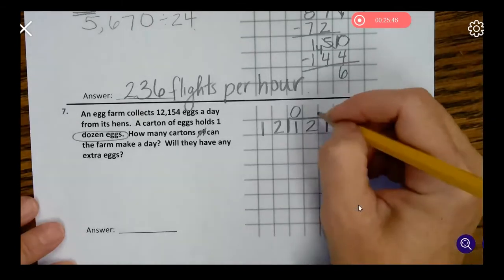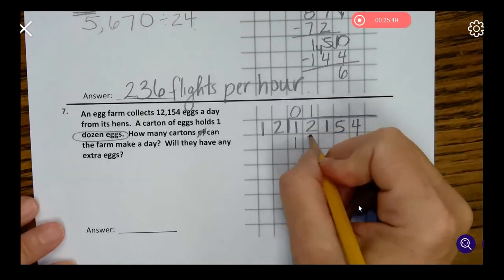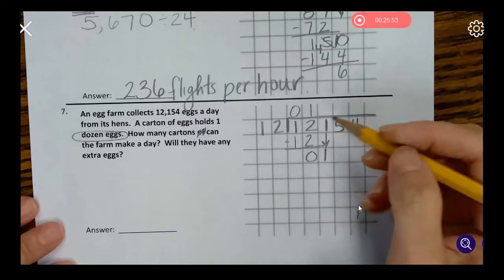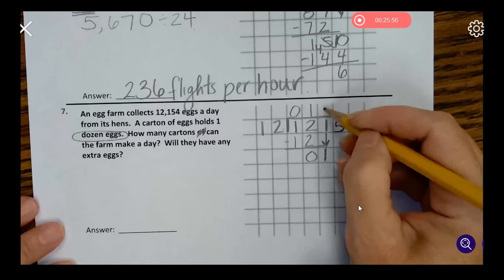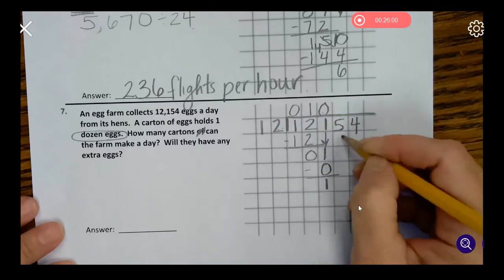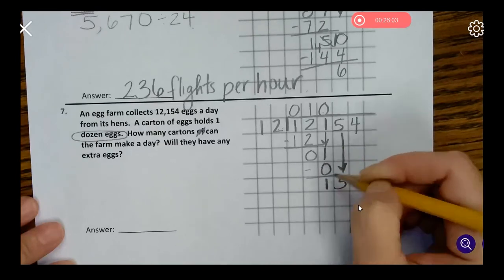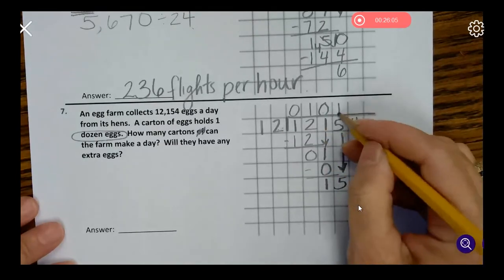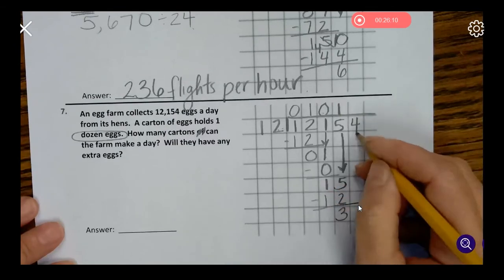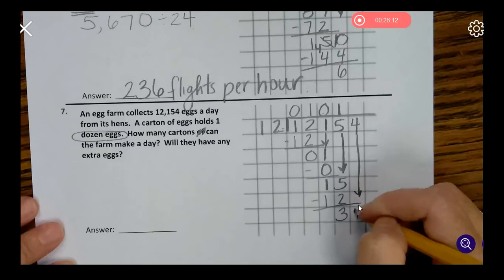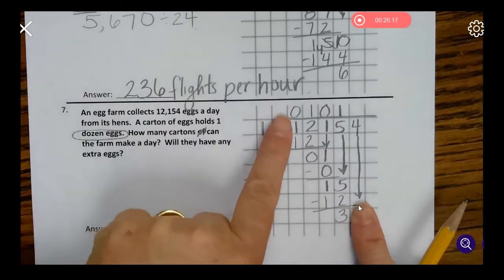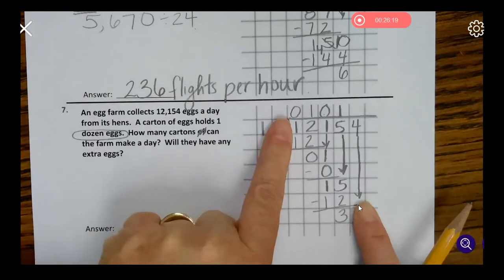12 can be divided by 12 once, which is 12. We subtract, bring down the 1. 12 cannot divide 1, so we write a 0. 0 times 12 is 0. Bring down the 5. 12 can divide 15 one time, which is 12. We subtract, we get 3. Bring that down. We have 4. Okay? We cover up the 4, cover up the 2, it's 1. 1 can go into 3 times.